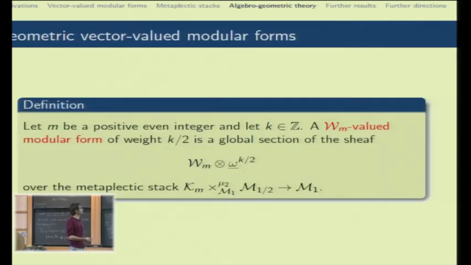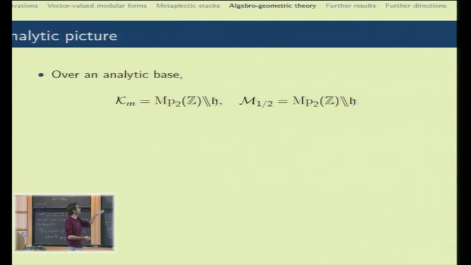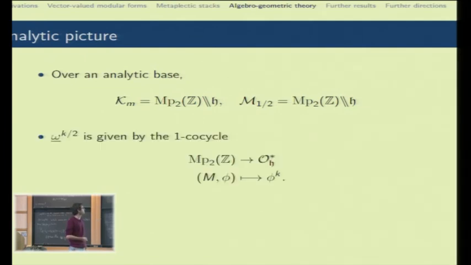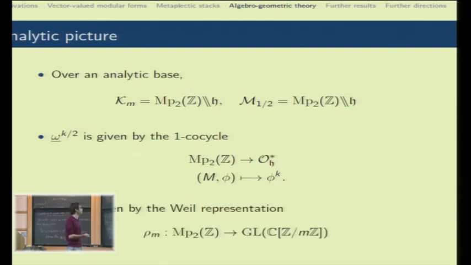So this is to give you a kind of picture. Remember, this is a geometric definition, and I just wanted to justify why. When you go over an analytic base, your gerb kappa m and your metaplectic stack m1 are both going to be equivalent to this non-trivial quotient. You have to do some calculations, but you can show essentially by construction you recover what you wanted: omega to the k over 2 is given by that cocycle, and Wm is given by the Weil representation.